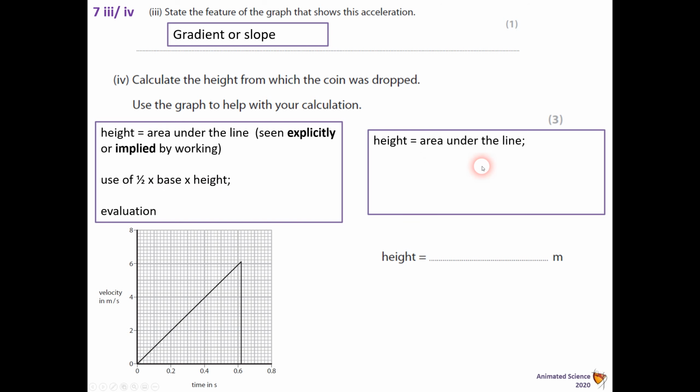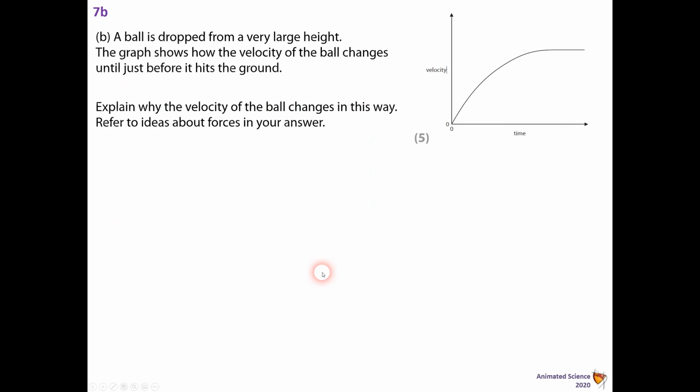We've got height then is the area under the line. So in this case, a half times 6.1, which I read across, times 0.62, which is down, and it has to be exactly that. You can't do 6, you can't do 0.6. The height then should be 1.9. They allowed you a range, because you're reading off a graph, of 1.88 to 1.92. I think that's quite straightforward if you've learned the stuff in class.